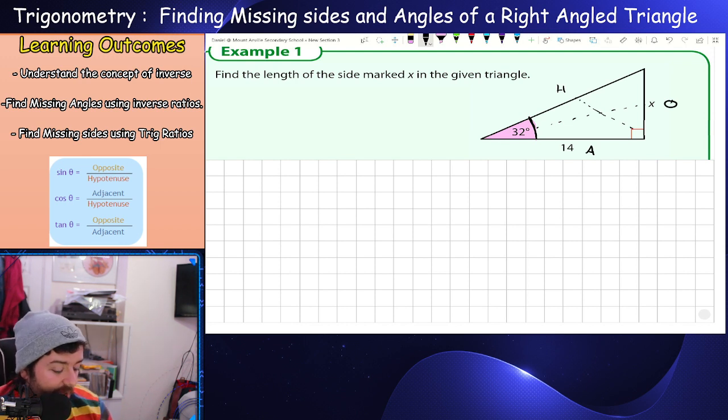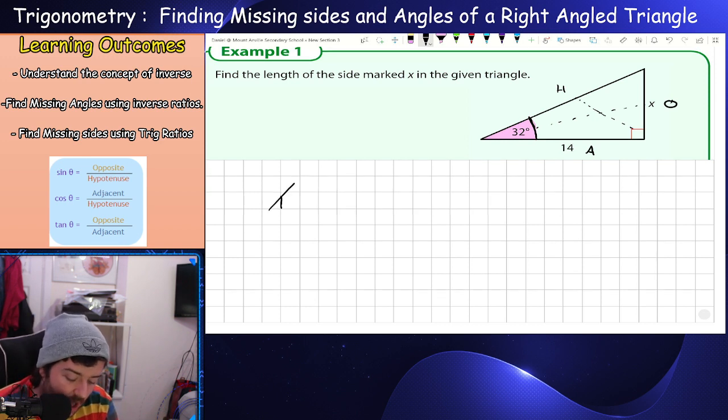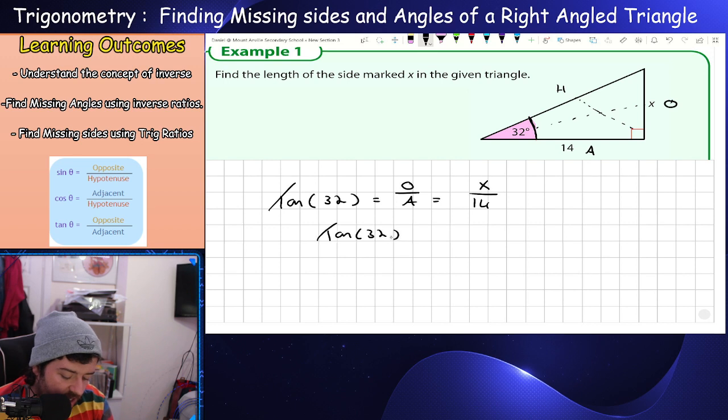So let's have a look here. I have my opposite, which is x, and I have my adjacent, which is 14. So I have my opposite and my adjacent. Which trig ratio are we using? Well, if you look up here, or if you remember SOHCAHTOA, I'm going to be using tan. So I have tan of angle 32 is equal to the opposite over the adjacent, which is x over 14. So tan 32 is equal to x over 14.